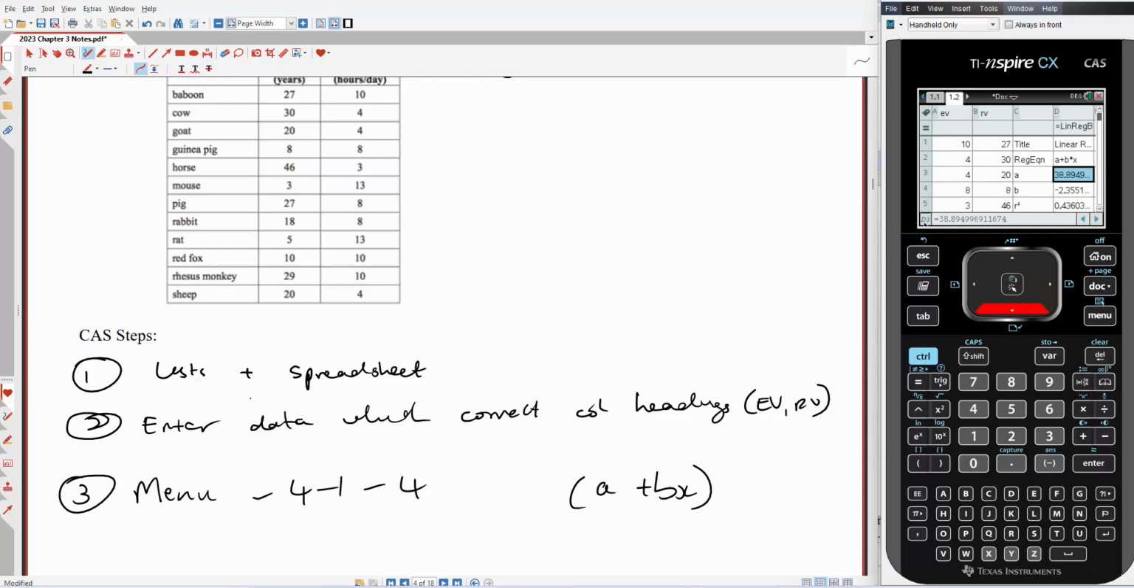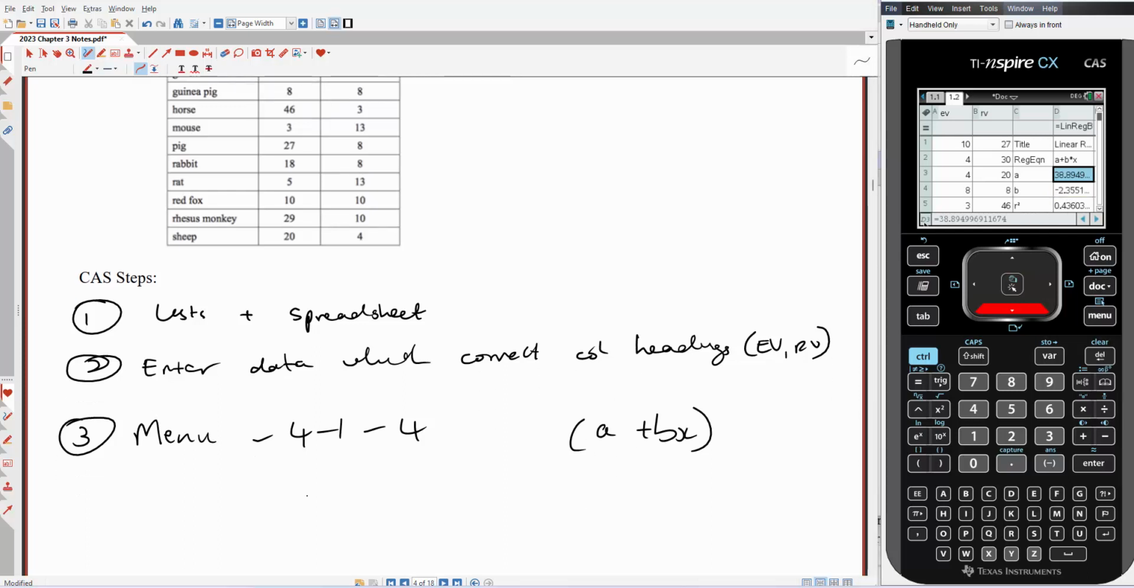All right, so let's write up our equation. It's going to be y equals, and our a value, I think we're going to three significant figures, so our a value here is 38.9. Our b value is negative, so we're going to take away 2.35, and that 5 is going to push that up by 1, so it's 2.36 multiplied by x. Okay, and there's our equation.